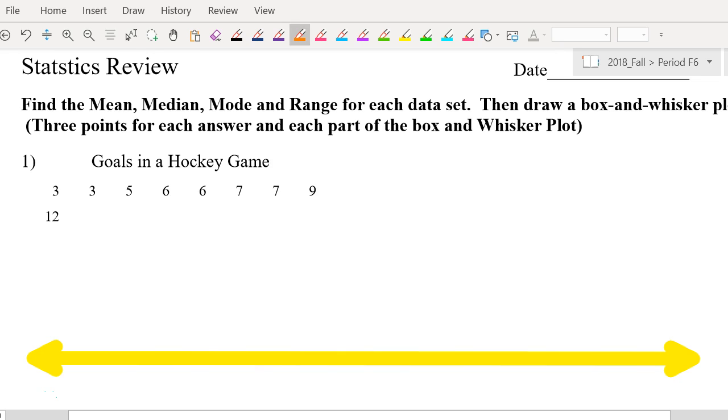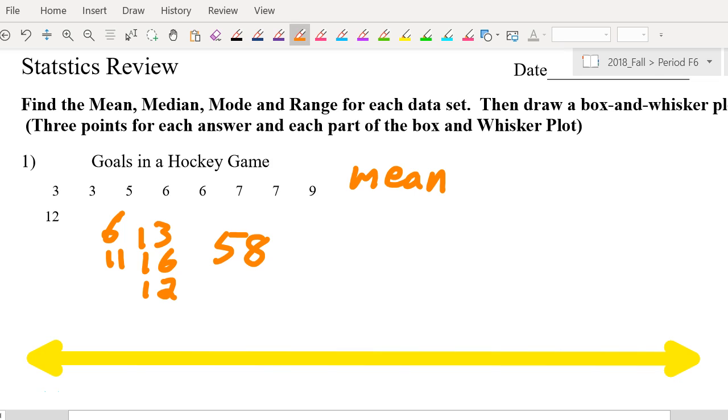The mean, median, mode, and range. We know how to do that. And then we're making a box and whisker plot. All of the parts of the box and whisker plot, all the 5 parts, those are all worth 3 points.